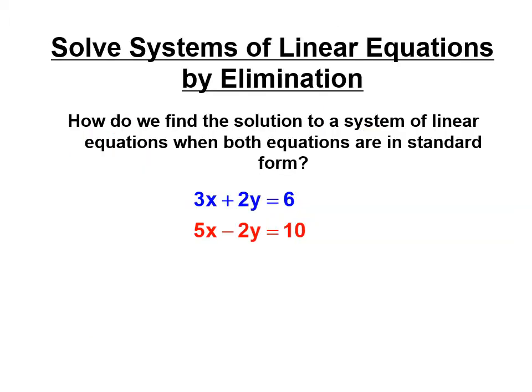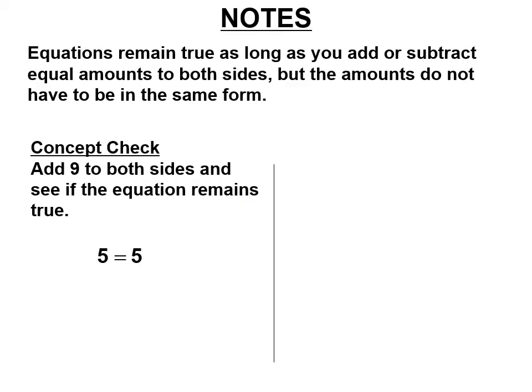Okay, now here it is, two equations, both in standard form. Now you could manipulate this equation or either equation and get y by itself and then do the substitution method. But there's a better way, and that's today. Okay, so let's remember. Equations remain true as long as you add or subtract equal amounts to both sides. But the amounts do not have to be in the same form. What? Well, let's see this.